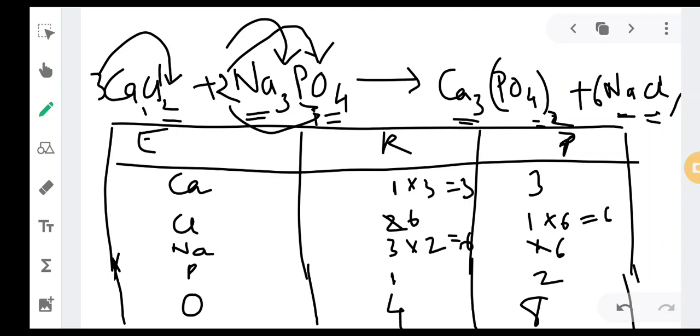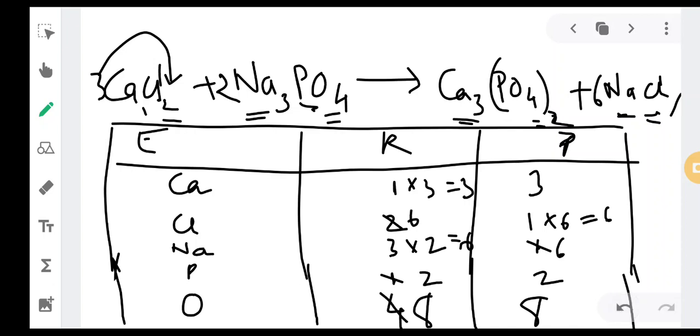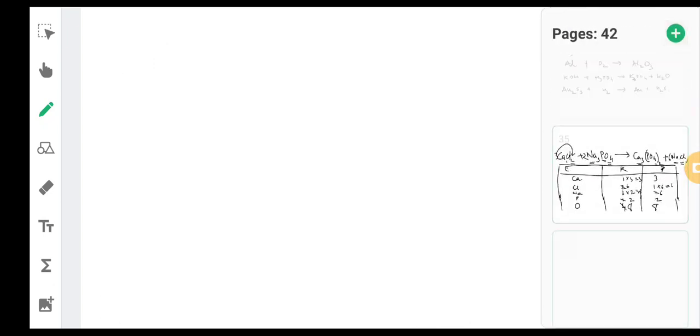So what will happen to phosphorus? From 1 it will get converted to 2. Why? Because we have multiplied it with 2. Okay, so whereas for oxygen if you see, oxygen will also get converted to 8. Okay, so oxygen will also become 8 in numbers. So this reaction will be completely balanced.